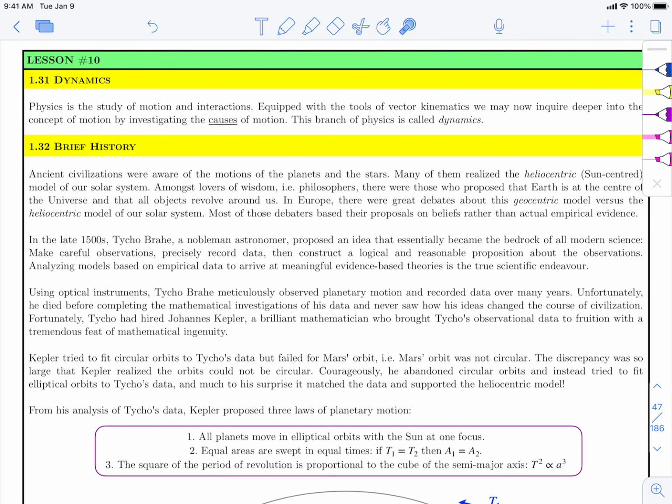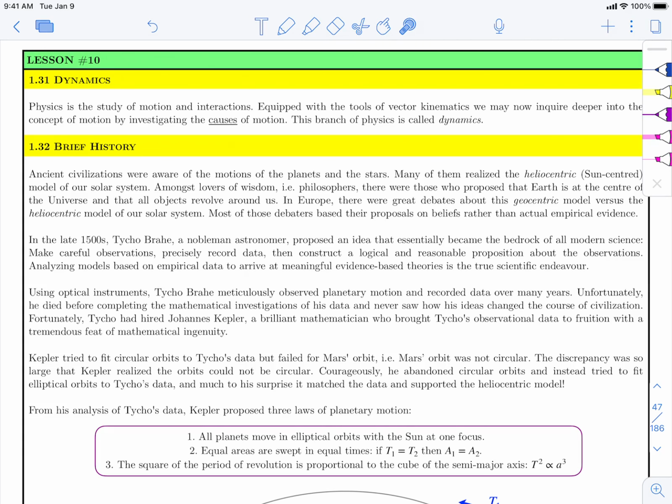Unfortunately, he died before completing the mathematical investigations of his own data and never saw how his ideas changed the course of civilization. Fortunately, however, Tycho had hired Johannes Kepler, a brilliant mathematician who brought Tycho's observational data to fruition with a tremendous feat of mathematical ingenuity. Kepler tried to fit circular orbits to Tycho's data, but failed for Mars's orbit. In other words, Mars's orbit was not circular.